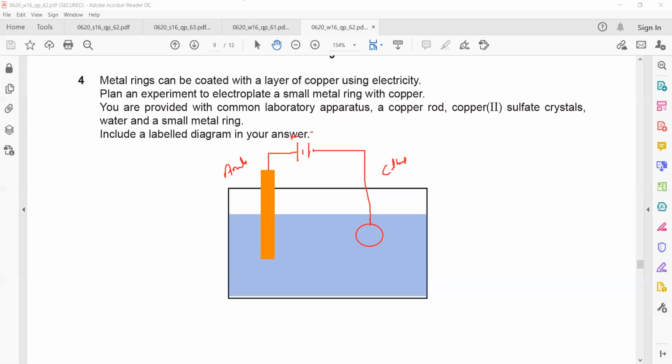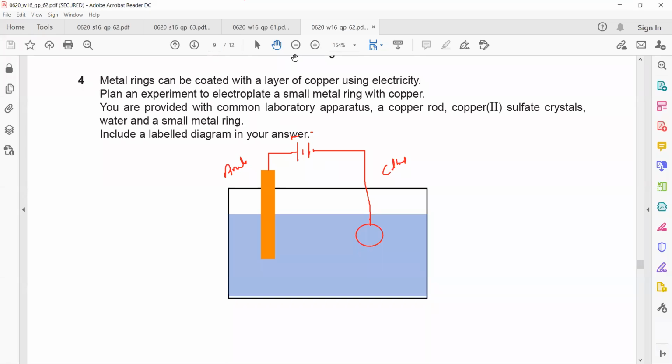But you don't have to mention all this detail, just the experimental setup. Experimental setup means what you connect with cathode, what you connect with anode, where the positive terminal is, what is connected to the positive terminal, the negative terminal, and what the electrolyte is made up of. So first, when we want to electroplate anything, the surface should be clean. Here we want to electroplate a ring, so the ring surface should be clean.